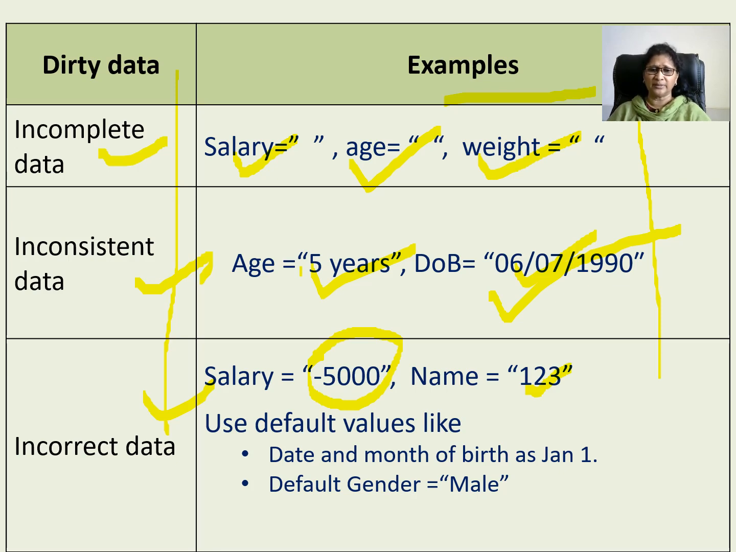One very common example of incorrect data is the date or month of date of birth taken as a default field, which is 1st of January. Or default gender: when you fill in the data, there could be a list where male or female is to be selected. Male is the default value and people go in with the default values. So these are some simple examples of what we mean by dirty data, for example incomplete, inconsistent and incorrect data.